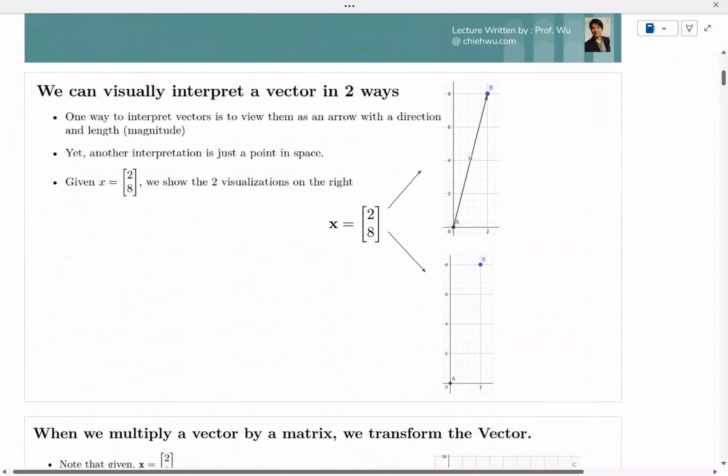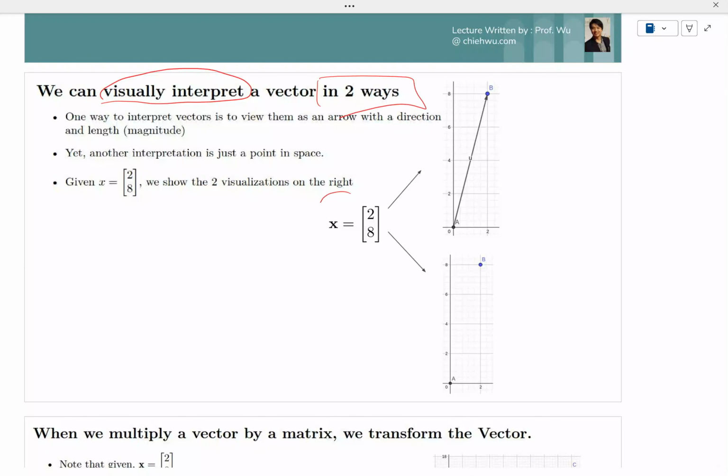Okay, so we can visually interpret vectors in two different ways. If we have a vector like this, we can picture it as a vector that draws a line from point 0, 0 to 2, 8, kind of like this. Another way we can picture it is just a point at 2, 8. So those are two common ways of how we visualize vectors.